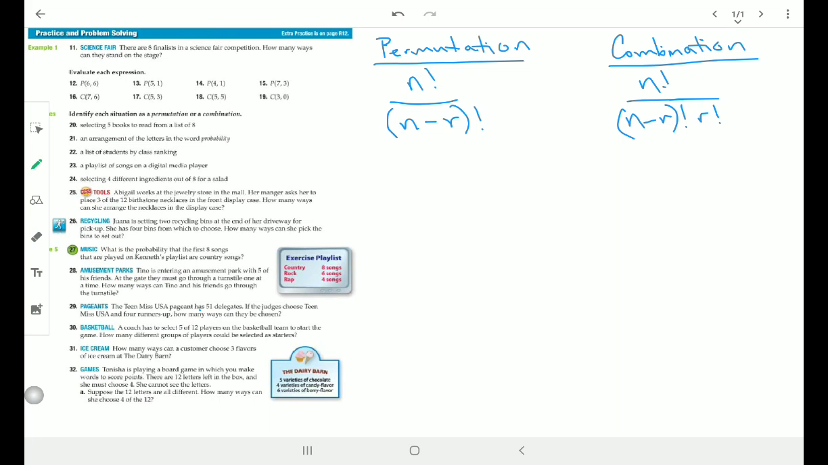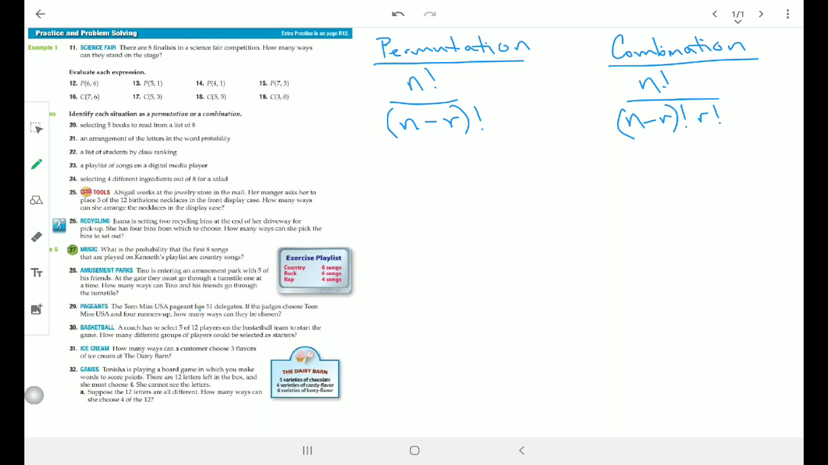So I'm going to do a few examples. Number 11, we have a science fair, and there are 8 finalists in a science fair competition. How many ways can they stand on stage? So if we're talking about arranging a certain number of people, obviously the order matters, but in this case we're not picking out of these 8, we're just arranging them.